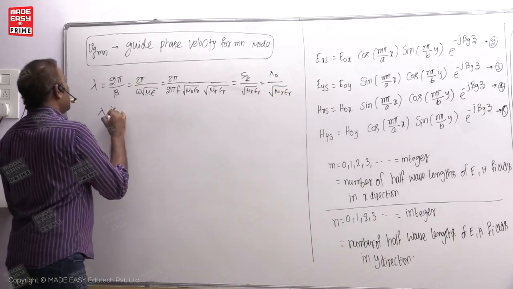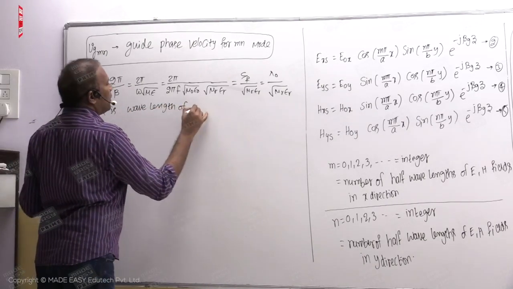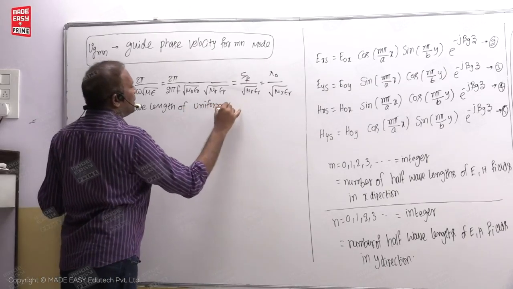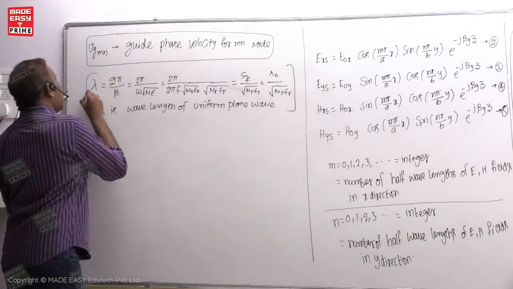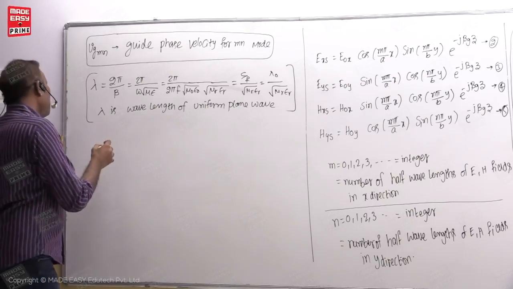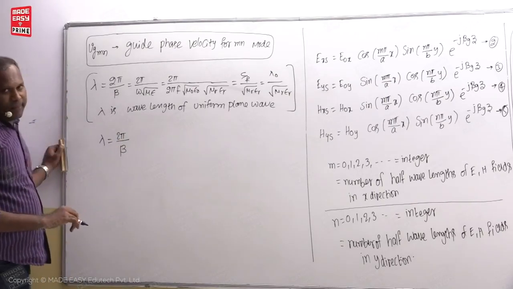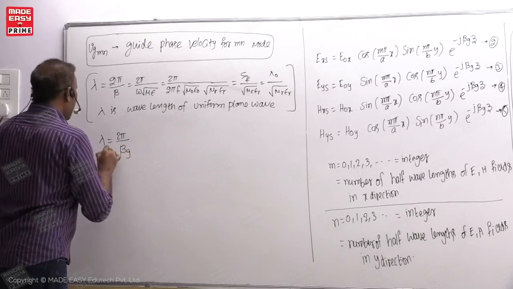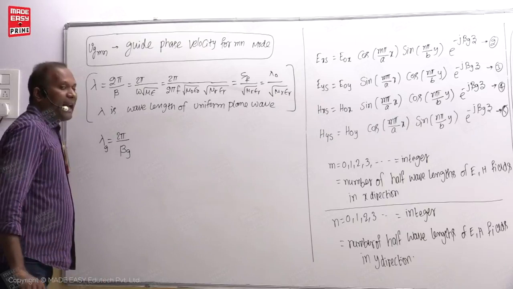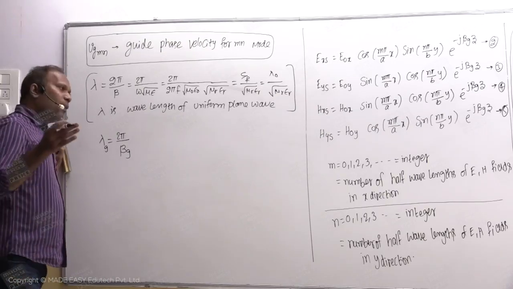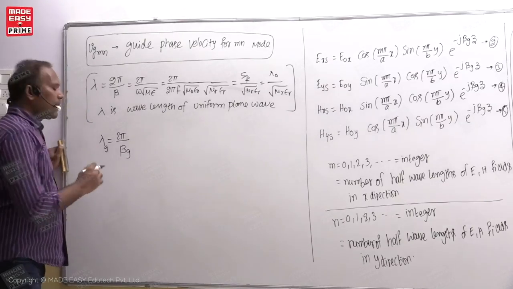Now lambda is the wavelength of a uniform plane wave, that is in an unbounded medium, not in the waveguide. Lambda is equal to 2 pi by beta. In place of beta, if I take beta g, then I have to take lambda g. Lambda g means guide wavelength. That means whenever a wave travels inside the waveguide, how much wavelength is there for that wave? That is called guide wavelength.